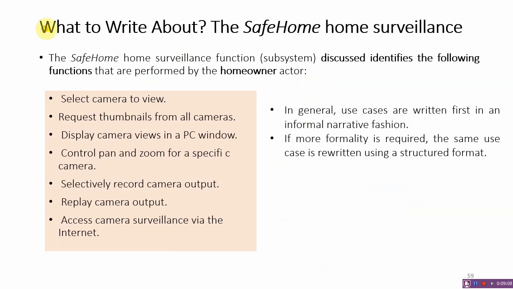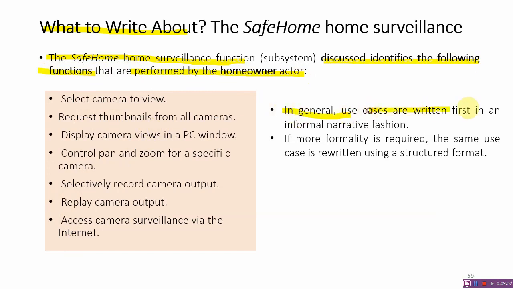So what to write about in these use cases? Reading the previous description and taking excerpts out of it, or extracting the related information for the use cases or various functions. The safe home surveillance system functions are discussed, which identifies the following functions that are performed by the homeowner actor. These are the various functions being listed over here. These are informal functions being written, and they can be used as use cases.